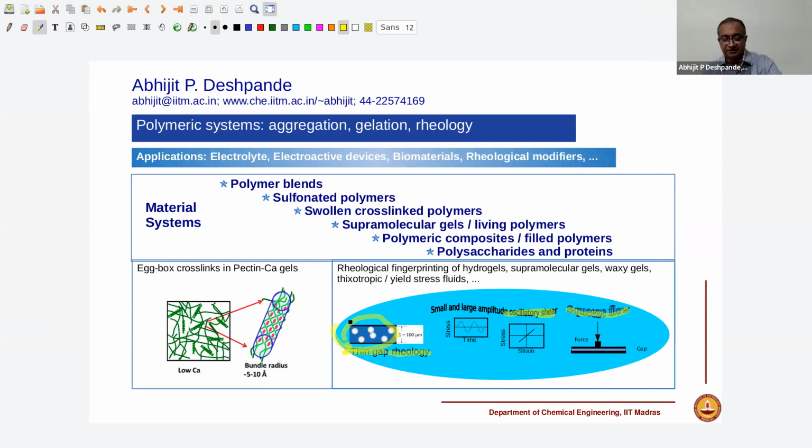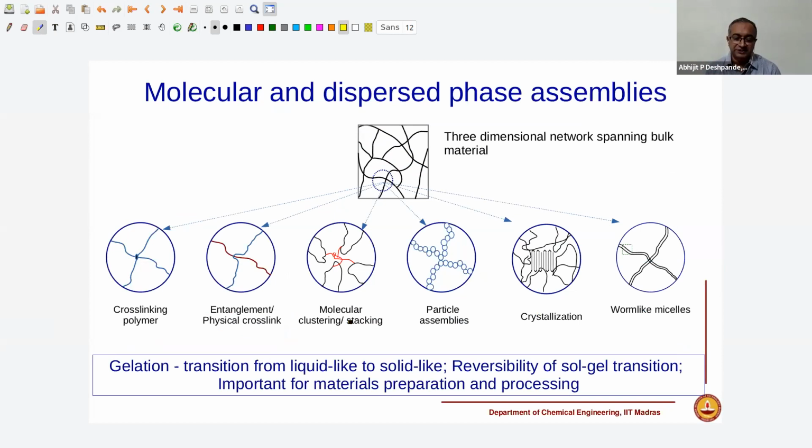the material. The general interest in our group has been looking at several types of assemblies, which could be molecular or based on particle systems. A three-dimensional network is a key thing, and that's why there is gel-like response in many of them. So we are always looking at the transition from liquid to solid-like, and how reversible these transitions are. Naturally, these are very important for material preparation and processing.